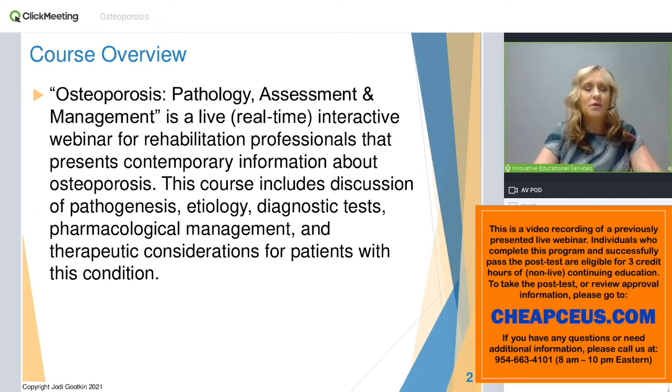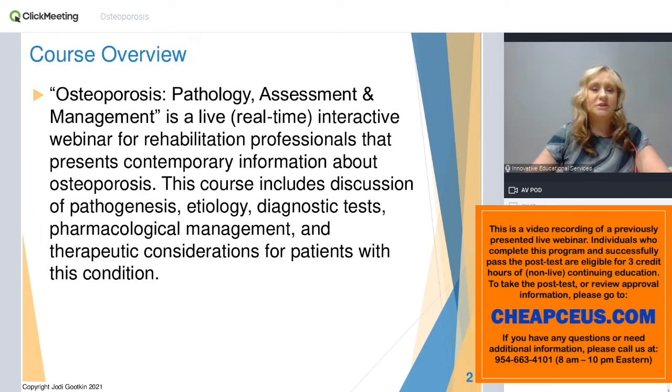The focus of our course is osteoporosis. We're going to spend time looking at the pathogenesis of this condition and the etiologies. And as we work through the content, I do want you to expand your focus on who our population are that may present with osteoporosis as we look at the different etiologies. We'll also look at diagnostic tests, pharmacologic management, and then our therapeutic considerations when we're performing rehabilitation with our patients.